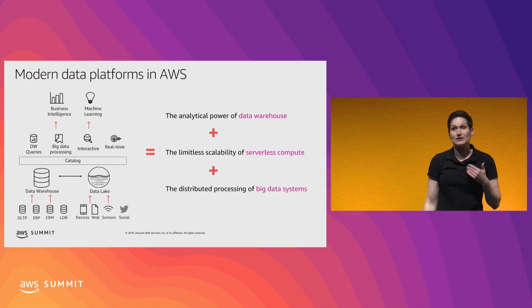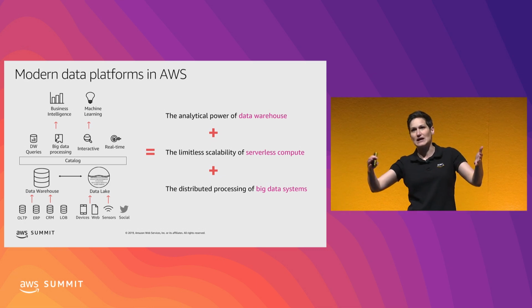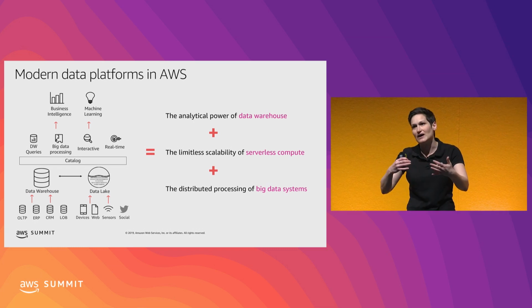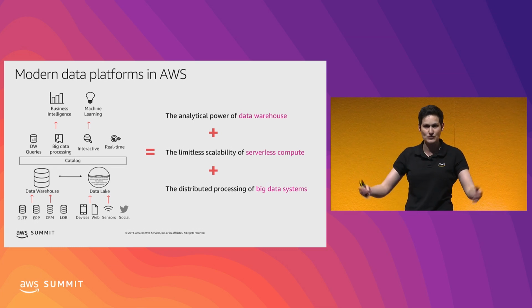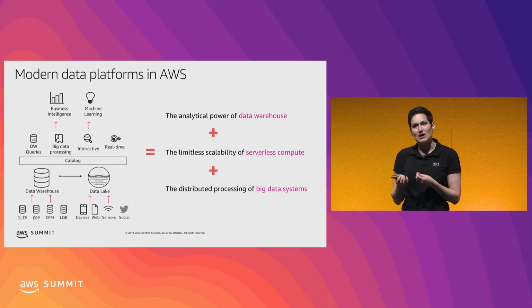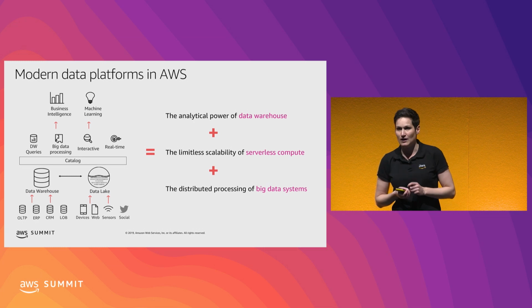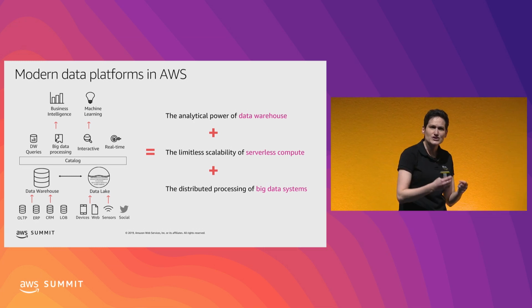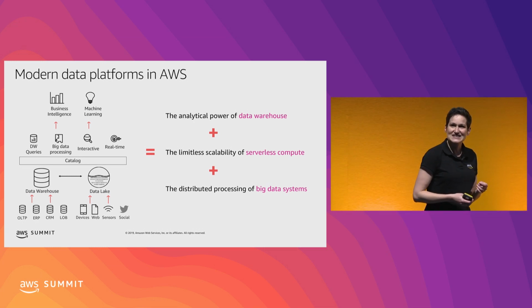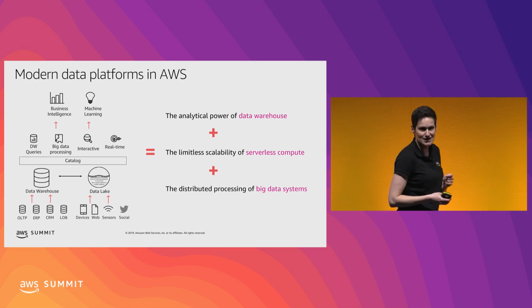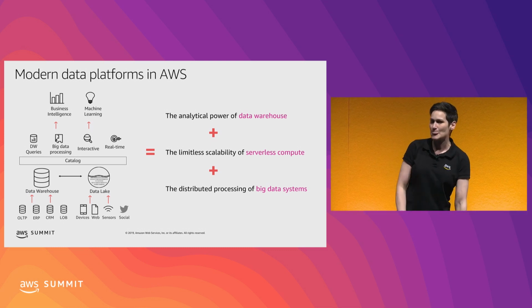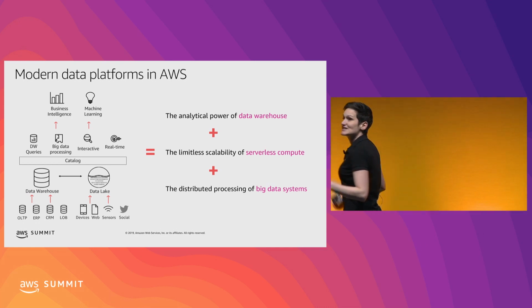So let's start with the data warehouse. A data warehouse is a database that is optimized to analyze relational data. Data structure and schema have been defined in advance to optimize for fast, complex SQL queries. Data has been cleaned, enriched, transformed, so it can act as that single source of truth for data that your users can trust.